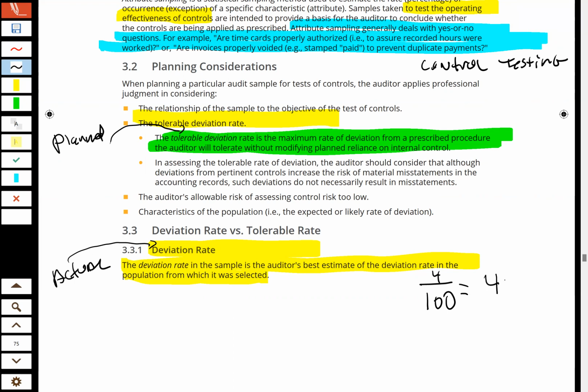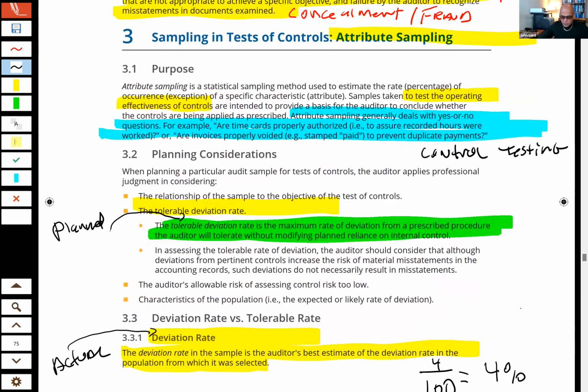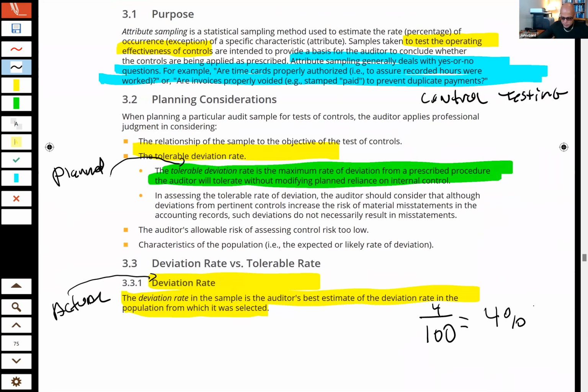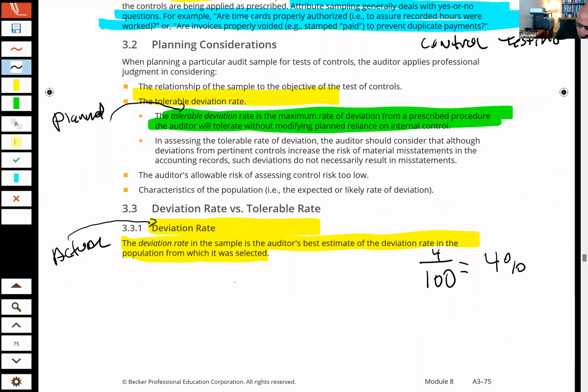4%. Good. Now, if my tolerable deviation rate, TDR, had been 6%, is this a happy auditor or a sad auditor? Happy. This is the happy auditor because I said, hey, I'm willing to take 6%. I'm down here at 4%. Okay, so I'm happy.